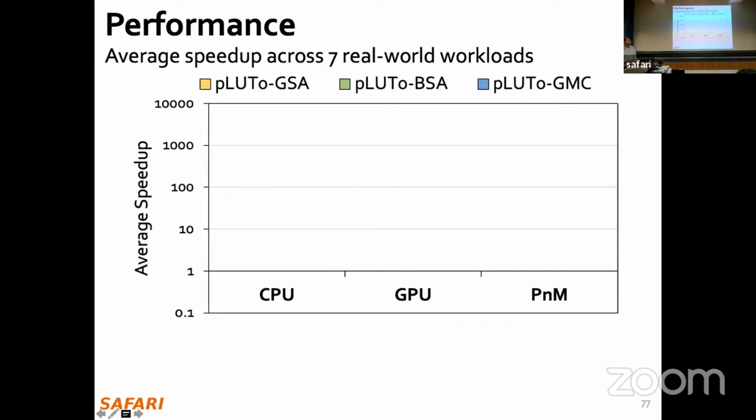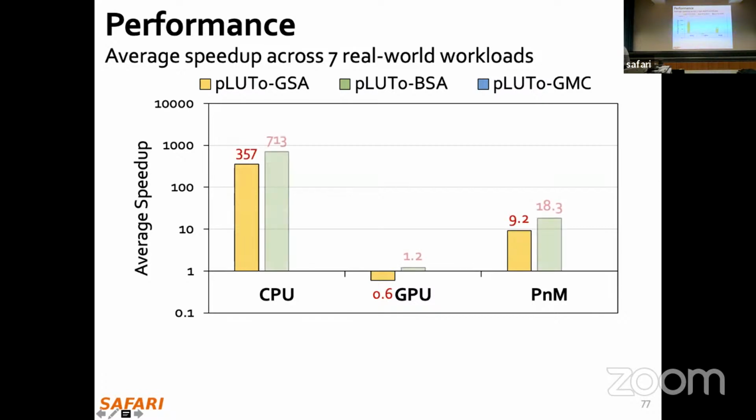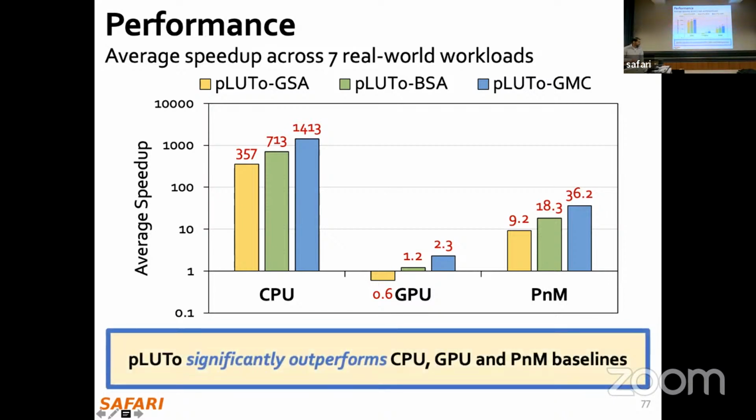To summarize the speedup across all of the 7 workloads, comparing the 3 different pLUTo architectures that we proposed, the GSA (gated sense amplifier), the BSA, and the GMC, the performance increases, as I showed in the design space exploration. The performance of the GSA is the lowest compared to the CPU, but it increases further when you go for the BSA design and even further for the GMC design. This trend is consistent across every single one of the baselines: the CPU, the GPU, and the processing-near-memory system. The main conclusion here is that pLUTo can significantly outperform both the compute-centric architectures, CPU and GPU, and processing-near-memory baselines.